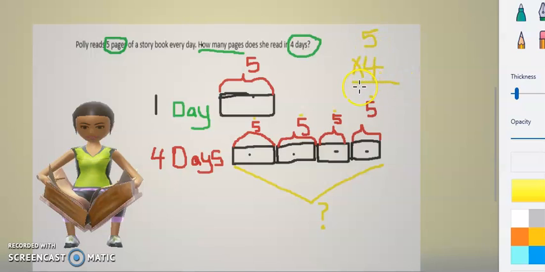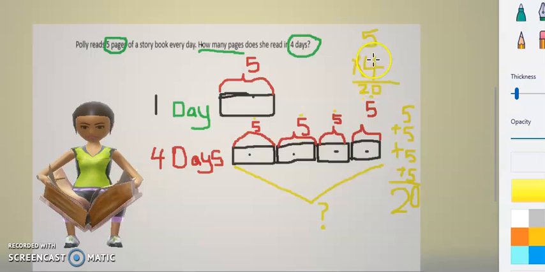So 4 times 5 is 20. Okay? So I could figure out this answer 2 ways. I could say 4 times 5, or I could say 5 plus 5 plus 5 plus 5. Either way, I'm still adding 5 4 times. See, 5 plus 5 plus 5 plus 5 would give me 20. And 4 times 5 would give me 20.